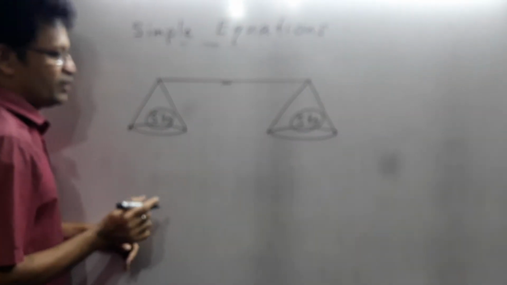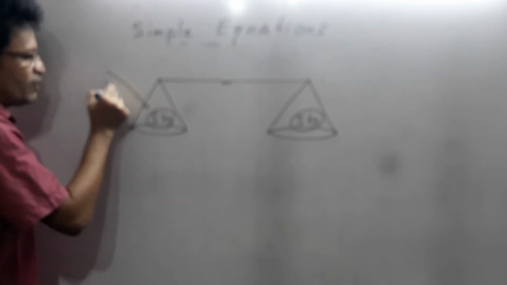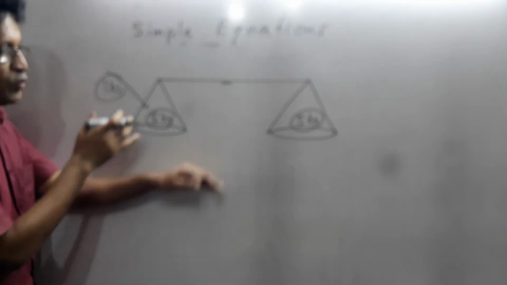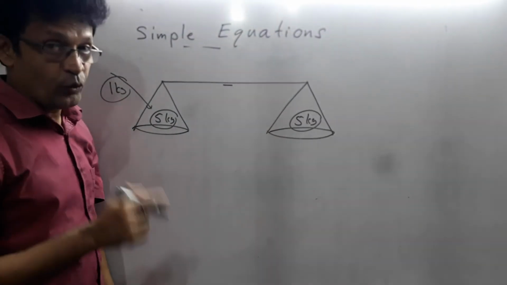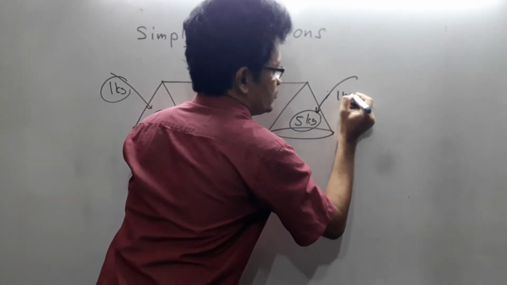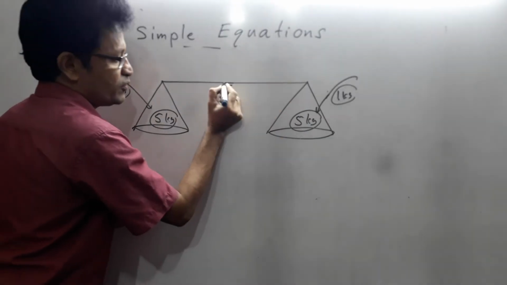Both sides are equal. Now I add another 1 kilogram to this side. Now what is happening? This side has more weight, so it goes down. Now it is like this. To keep the balance, I have to add 1 kilogram to this side also. Now again it is balanced. Both sides are equal.